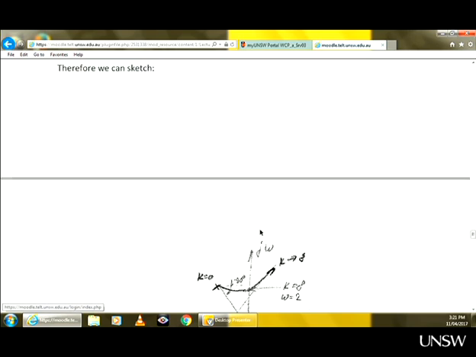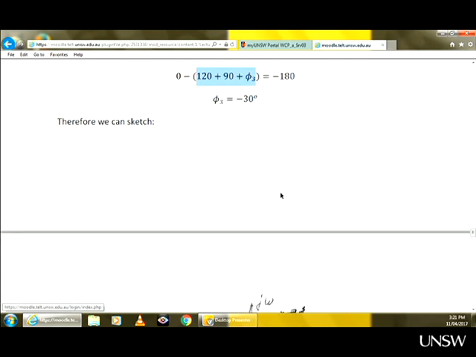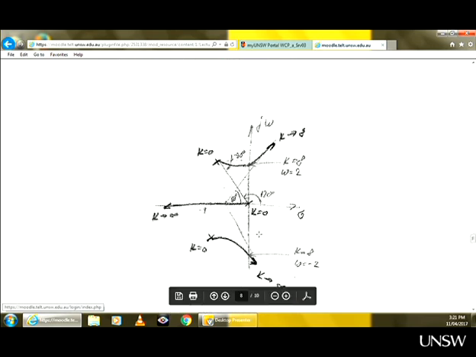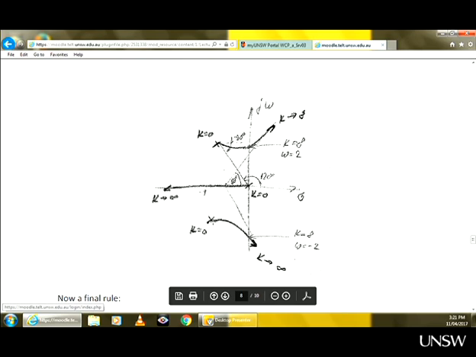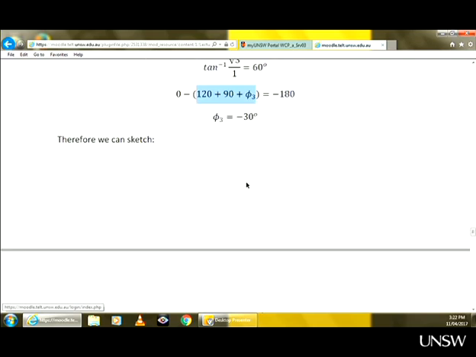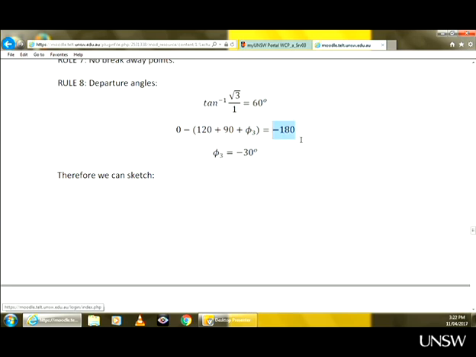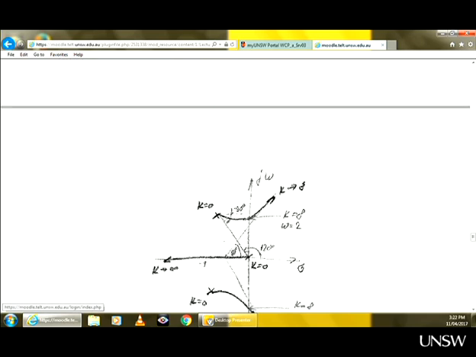The sum of all angles formed with all zeros, there are no zeros, minus the sum of all angles formed with the poles. So you have 120, and then you have this angle, I'm not showing it here, which is 90. And plus phi 3, the departure angle here. That is equal to minus 180. So we find that phi 3 equals minus 30 degrees. So the root locus departs at minus 30 degrees and then joins the asymptote.